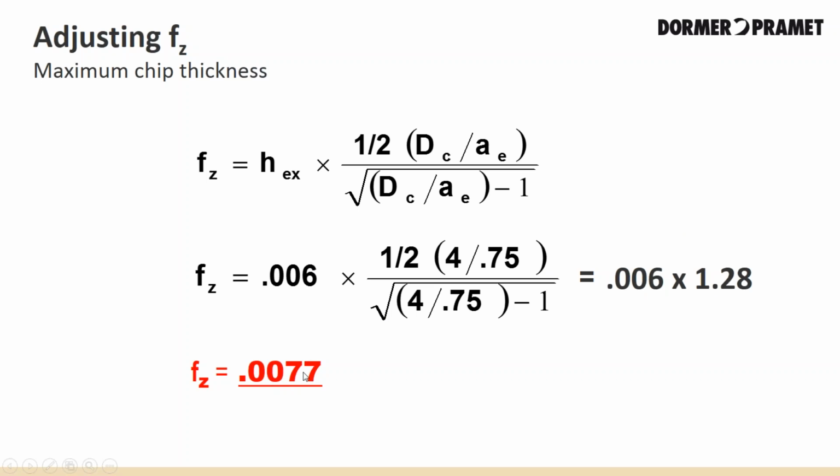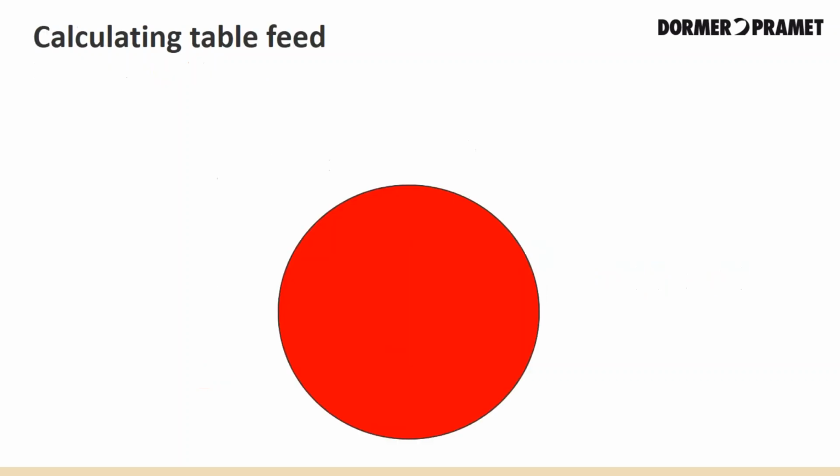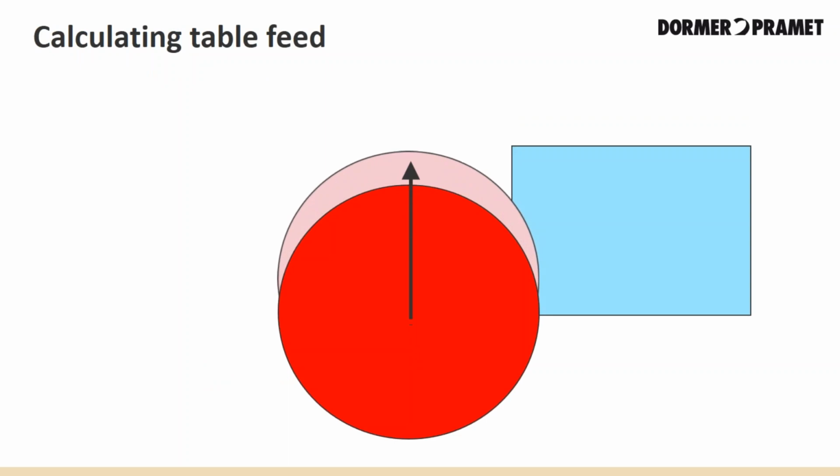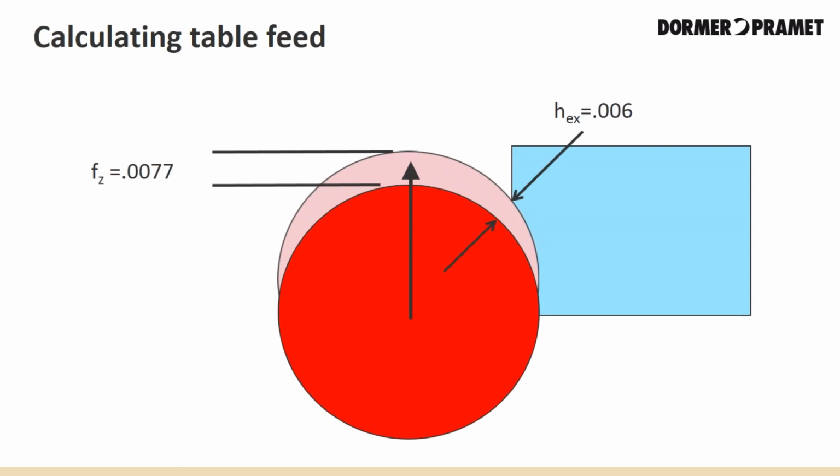The main thing here is to know that we started with a feed of 0.006, and by using the formula, we are able to increase to 0.0077. So with our new program centerline feed now at 0.0077, our chip thickness now equals what we wanted, which is 0.006 up here on the right-hand corner.